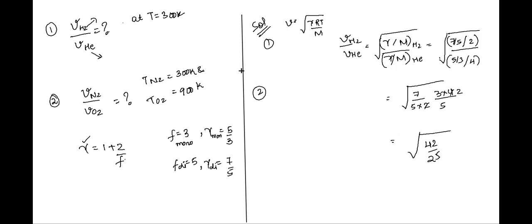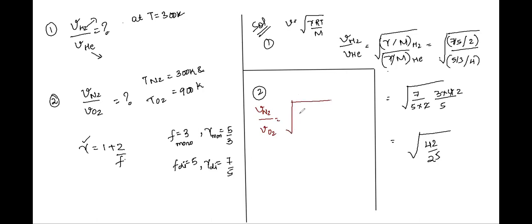Okay, what about the next one? Let's take it from Karuna this time. Karuna, would you like to try the next question? Yes. V is root of gamma RT by M. So R and R will get cancelled. Gamma will be the same because both are diatomic, so gamma and R both get cancelled. Ultimately, what we need to take the ratio of is T by M. Absolutely. T by M for nitrogen upon T by M for oxygen, right?